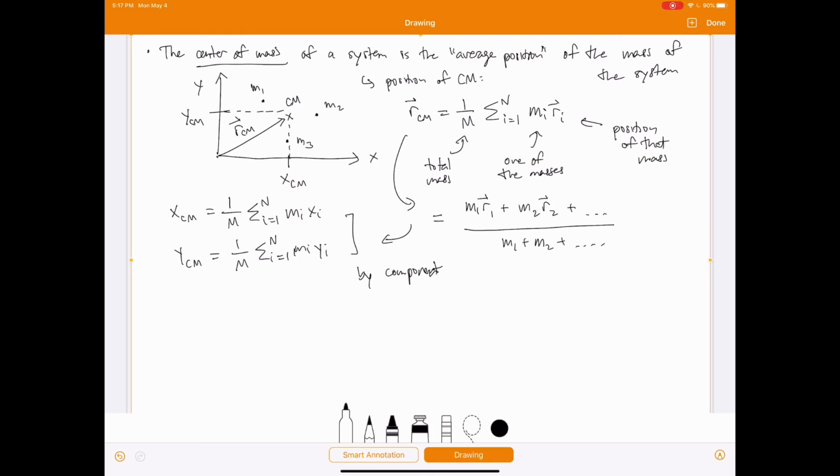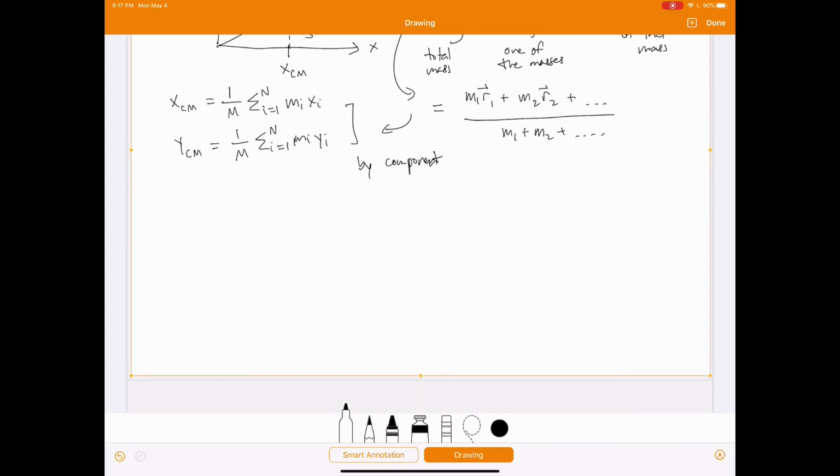Okay, so why does the center of mass actually matter? Well, it's actually a really important concept in physics, and as you go into Physics 45, you'll see this come up a lot more. But one way that we see this comes up is in Newton's second law for a system of particles.